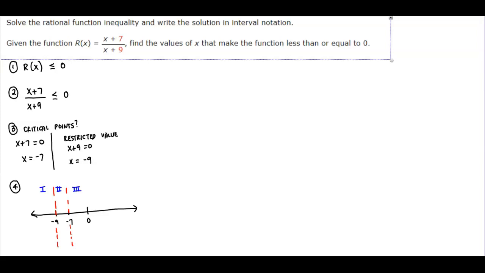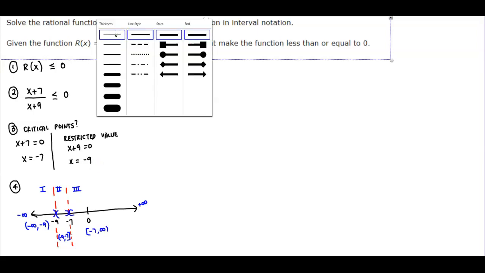Okay, now keep in mind that we have a less than or equal to. So at negative 9, this is a restricted value, so we cannot use a bracket. We have to use a parenthesis. So the first interval goes from negative infinity to negative 9 with a parenthesis. And then at negative 9, we have a parenthesis, and then negative 7 is in the numerator, and it's less than or equal to, so we can use a bracket there. So that's negative 9 to negative 7 with a bracket, and then bracket negative 7 to positive infinity is the third interval.